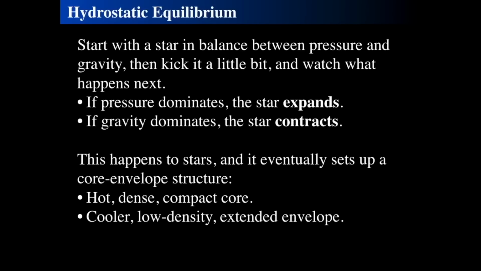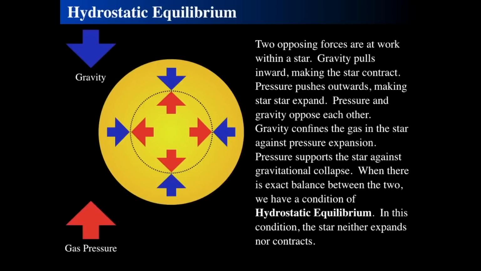And eventually, as it oscillates between pressure pushing out and gravity pulling in, it settles down. And when it settles down, you get a setup where the core is very, very hot and very dense and really compact, and surrounded by a much, much cooler, much lower density envelope around the core. And that's kind of what you get after a relatively long period of time, where the hydrostatic equilibrium is established inside a star.